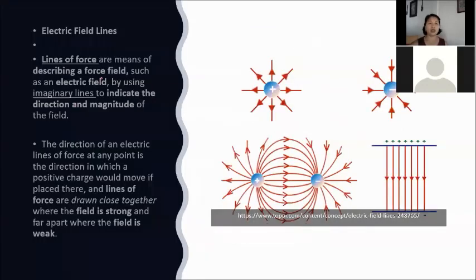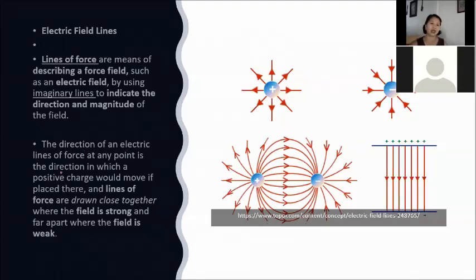Okay, let us continue. Field lines. Lines of force are a means of describing a force field, such as an electric field. These use imaginary lines to indicate the direction and magnitude of the field. A single positive charge would have radial field lines. Take note that the direction of electric field is away from the positive charge and toward the negative charge.